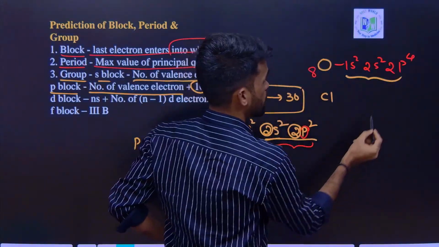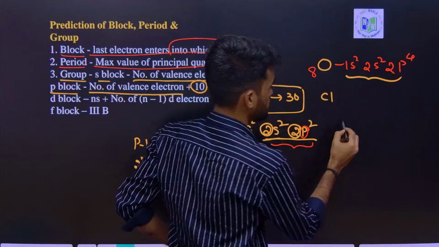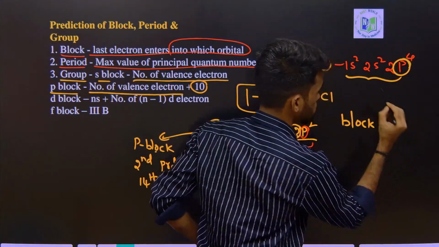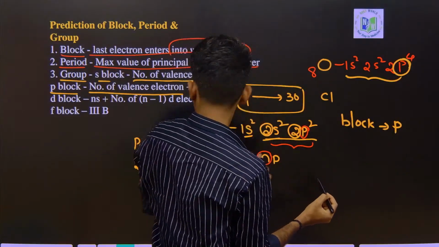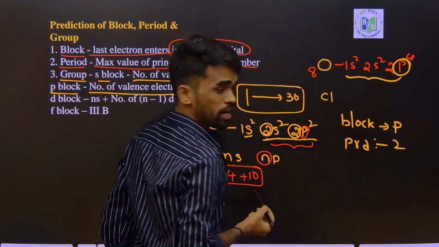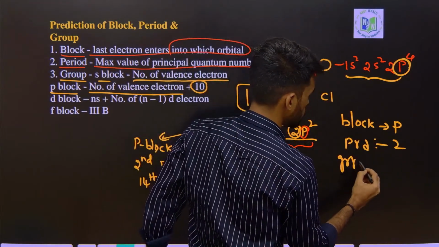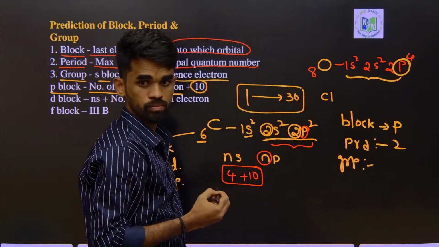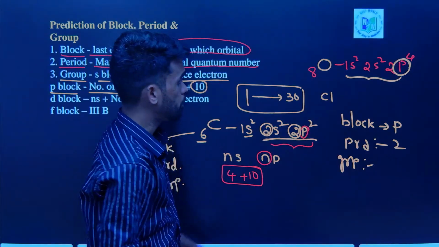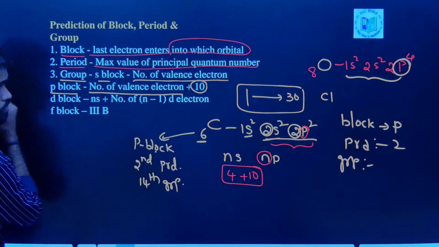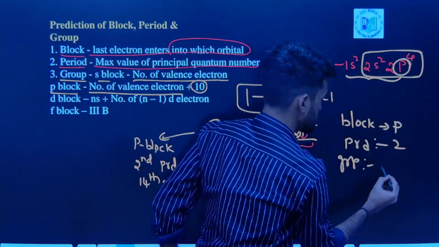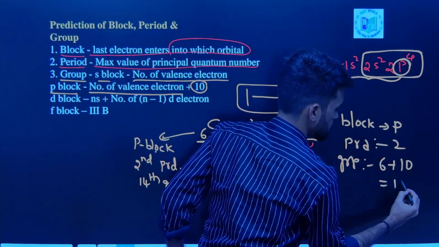So now what is the block it has? The last electron enters into p. So p block. And what about period? 2. And what about group? See, the valency electrons here are 6. So 6 plus 10, 16th group.